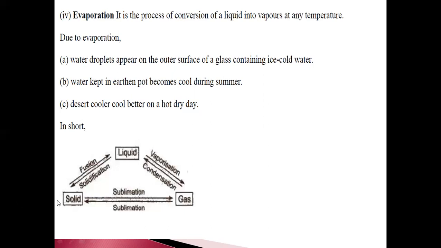Solid to gas and gas to solid is called sublimation, which happens in the presence of heat and cooling. Take the example of camphor, naphthalene balls, and odonil, which are used at home. These are examples of a solid converting to the gas form.